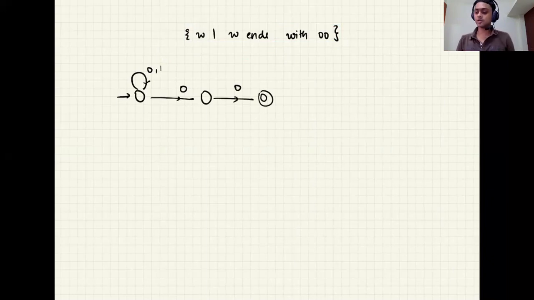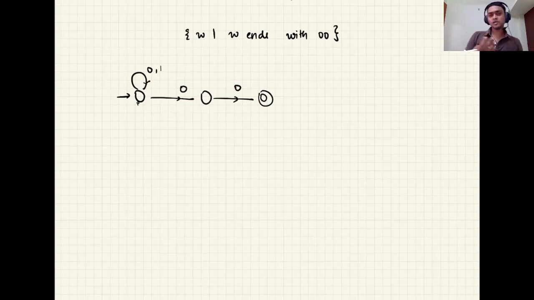So at some point of time, when I'm reading the word, the run just says that I'll see 0, 0. If I give a word ending with 0, 0, there will be a run, because the run which takes this transition at the second-to-last 0 will lead to an accepting state. And if it does not end with 0, 0, there is no way you can reach this accepting state. Okay.